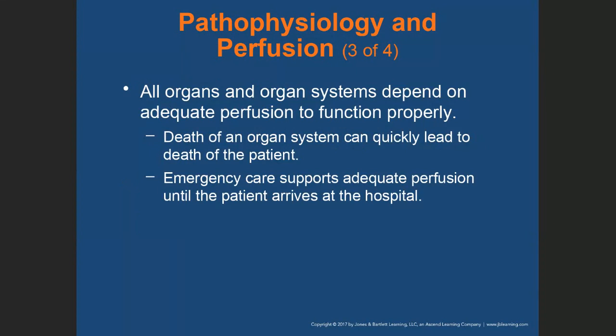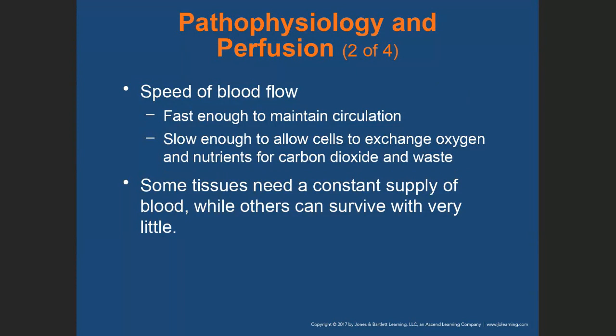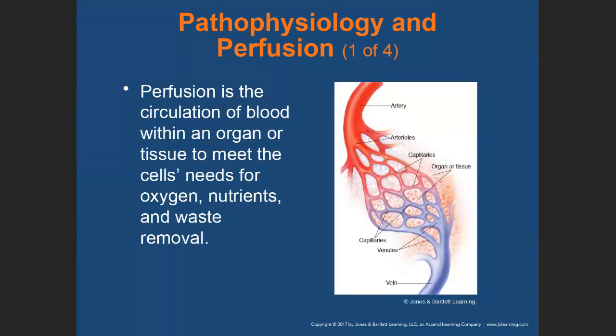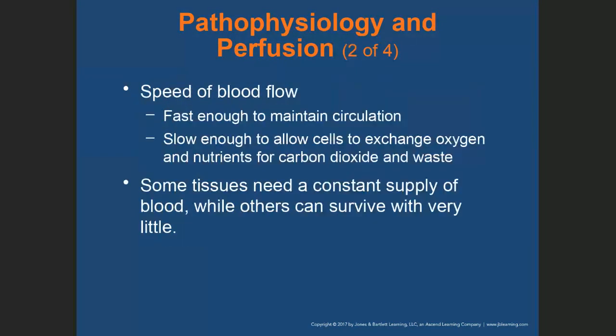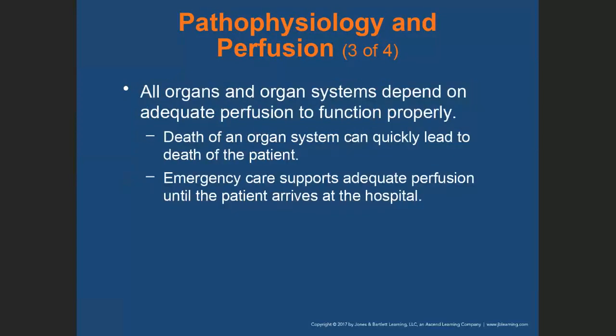All organs. Now let's look at the pathophysiology. So really this is the pathophysiology of perfusion that we're looking at now. All organs and organ systems depend on adequate perfusion to function properly. Death of an organ system can quickly lead to death of the patient. Emergency care supports adequate perfusion until the patient gets to the hospital.